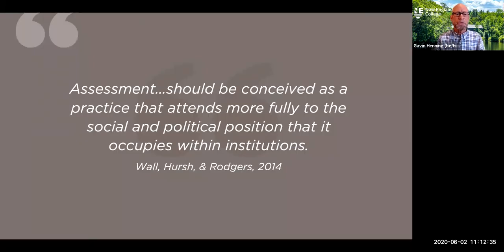And the first thing you really have to think about is that assessment is not just a practice that sits by itself. It sits within the social and political positions within our institutions. So it requires us to take some thought and reflection about how assessment is being used for good, but how we are maybe using assessment in ways that continue to cause harm, and really thinking about the socio-political positions for assessment.